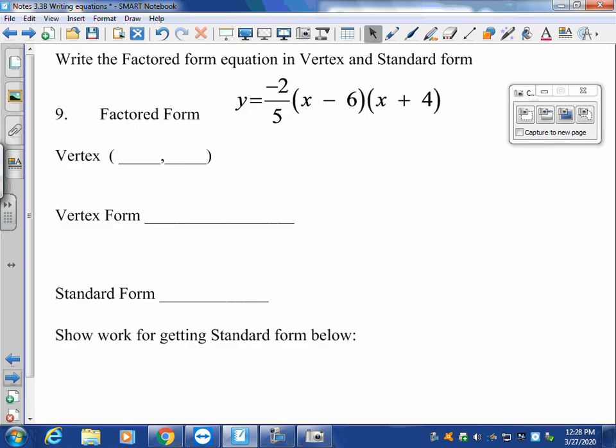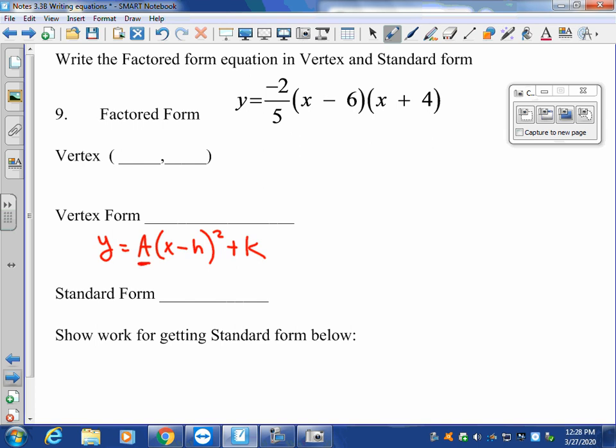Okay, continuing on, we have to take a factored form problem and get the vertex form and the standard form from this problem. Again, the standard form we'll do the same way we did before. We'll take the factored form and multiply it out. So let's talk about how you get your vertex form first. y equals a times x minus h quantity squared plus k.